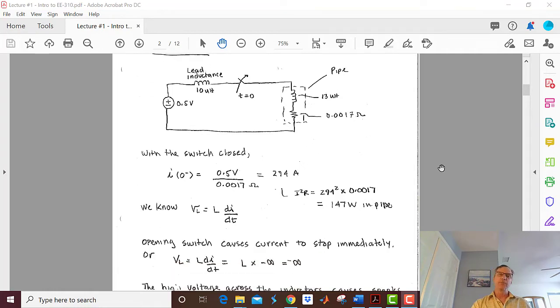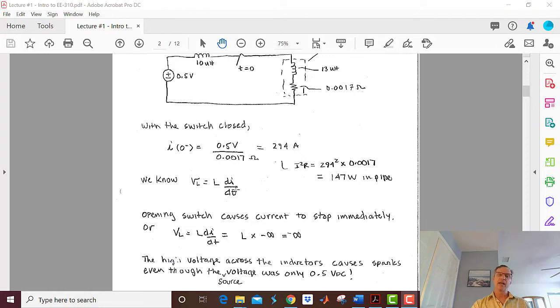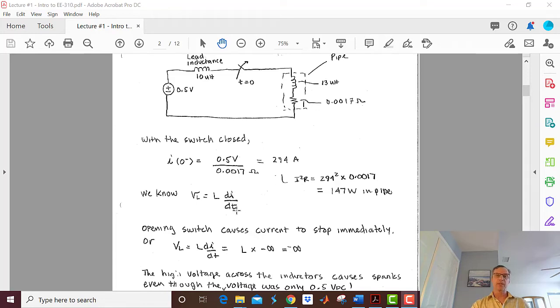But now let's use the formula from physics that describes an inductor anytime, any circuit, any configuration. This is just a property of the magnetics. The voltage across an inductor is equal to L di/dt, or the inductance times the derivative of the current with respect to time. Now we notice that if we open the switch here, we're going to cause the current to stop immediately. Remember, we had 294 amperes in this inductor, and we're going to stop that immediately. So di/dt is going to be infinite. So the voltage across the inductor is L times infinity. That's infinity. And yep, that's what happens, except instead of the voltage going to infinity, it gets up to the point where it can arc through the air and then it discharges.